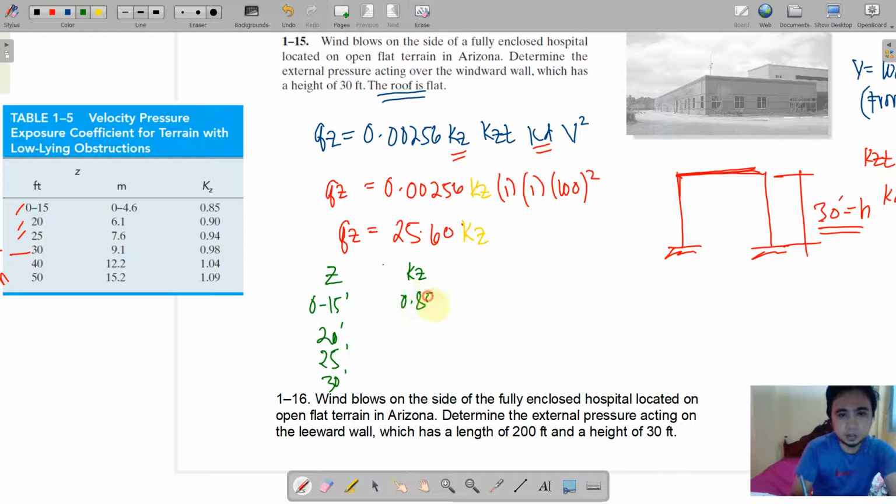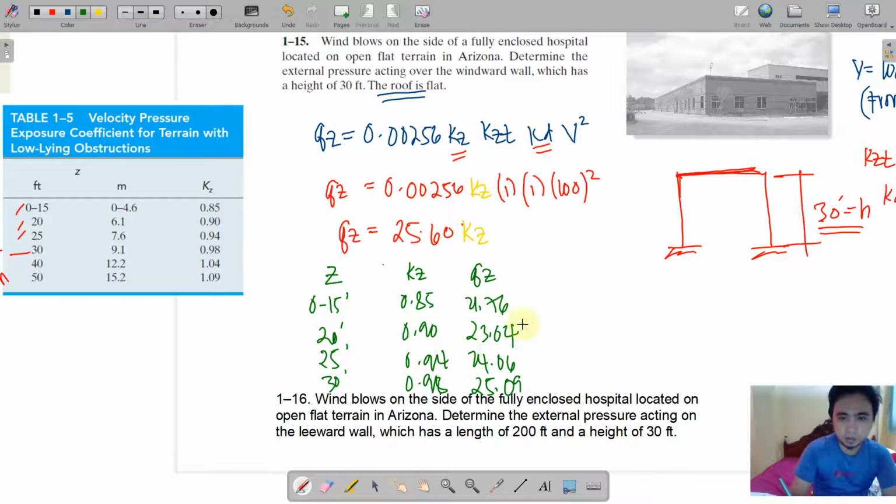First 15, we have 0.85, then 0.90, 0.94 until 0.98, and then there will be a corresponding QZ here, 25.6 times 0.85, 25.6 times 0.9. There will be values here. So here are the values: 21.76 for the first 15 feet, 20 feet is 23.04. For the 25, we have 24.06.